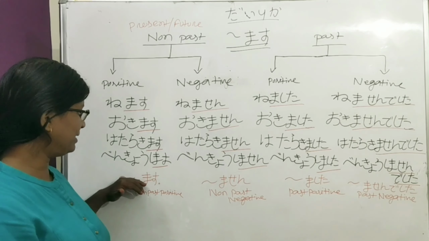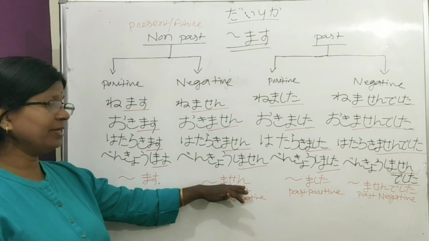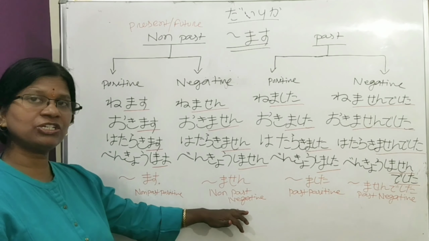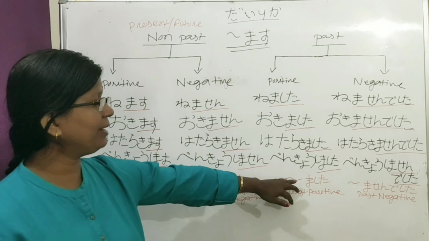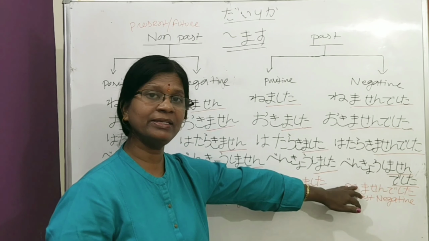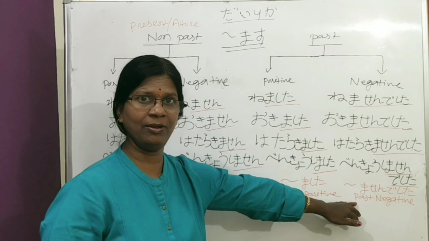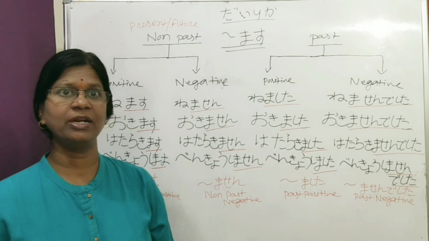If the ending is masu, it is non-past positive. Ending is masen, non-past negative. Ending is mashita, past positive. If the ending is masen deshita, then past negative. Okay? Hope you understand this.